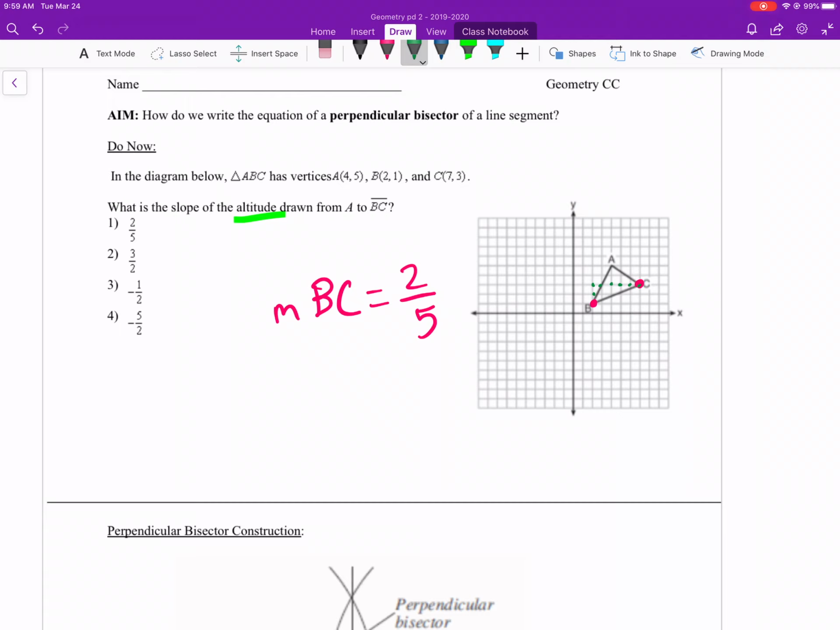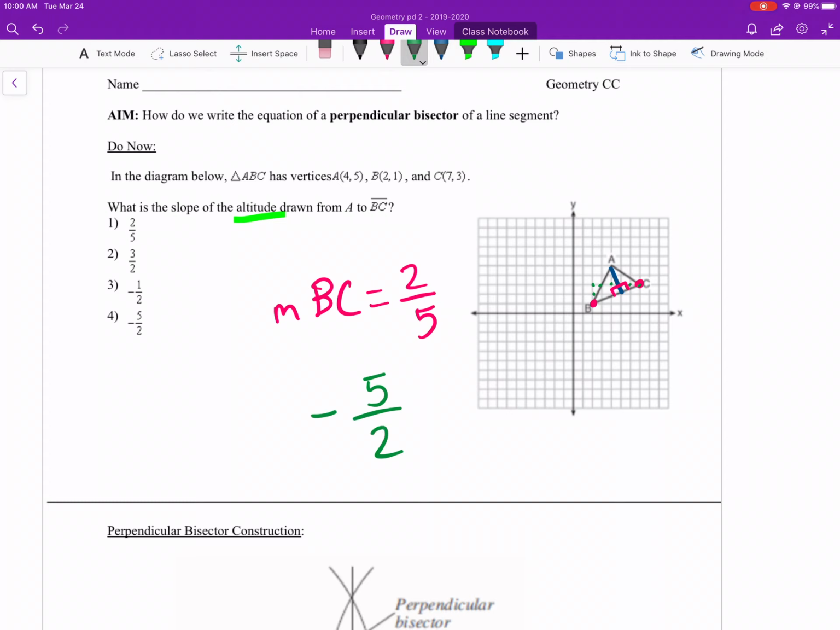Let's draw in a line here from A to BC. It would look approximately like so, from A to BC, forming right angles. But the big idea here, guys, you just need to take that slope for BC, flip it, which would be 5 over 2, and change the sign. It was positive, now it's negative.